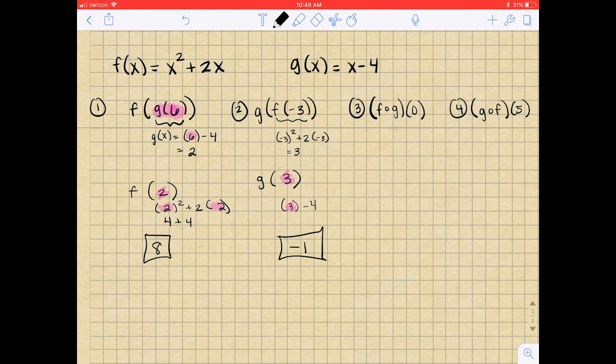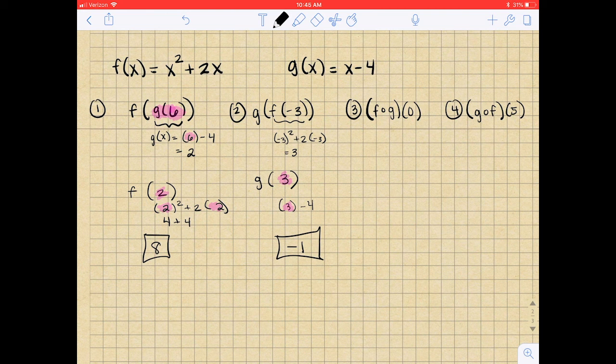f composite g of 0 is just saying f of g of 0. So again, I can focus on simplifying the inside, which would be 0 minus 4, which is negative 4. So now I'm working with the function f of negative 4. x squared plus 2 times x. Every x is getting replaced with negative 4. And when I go to simplify that, I end up with a positive 8.